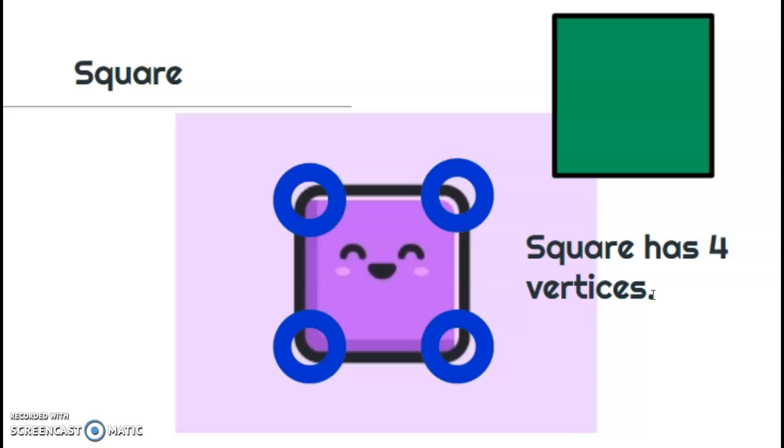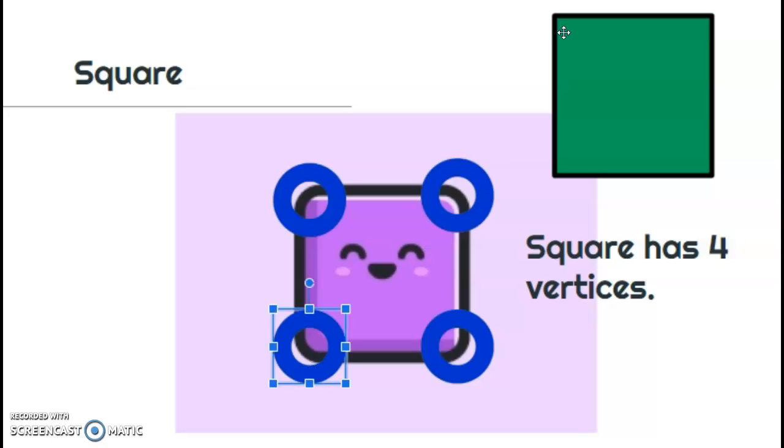So we're going to see where the straight lines meet. So here is a corner right here. So that's 1. There's another one, 2. Another one, 3. And here is also another place where the straight lines meet. So we have 4 vertices or corners.